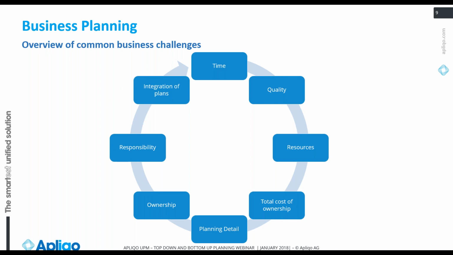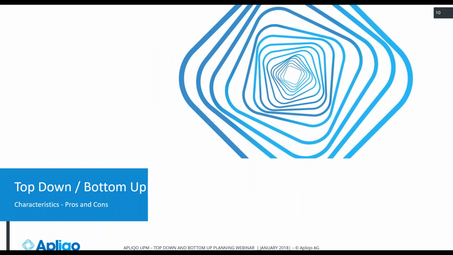But due to the fact that in a lot of companies the important planners of the different departments are not fully involved in this process, a lot of companies are also facing challenges around the integration of the overall plans of the organization. So these are, let's say, the main challenges which we see in the market around business planning. Obviously, there are a lot more challenges, but I think this summarizes the key challenges quite well.